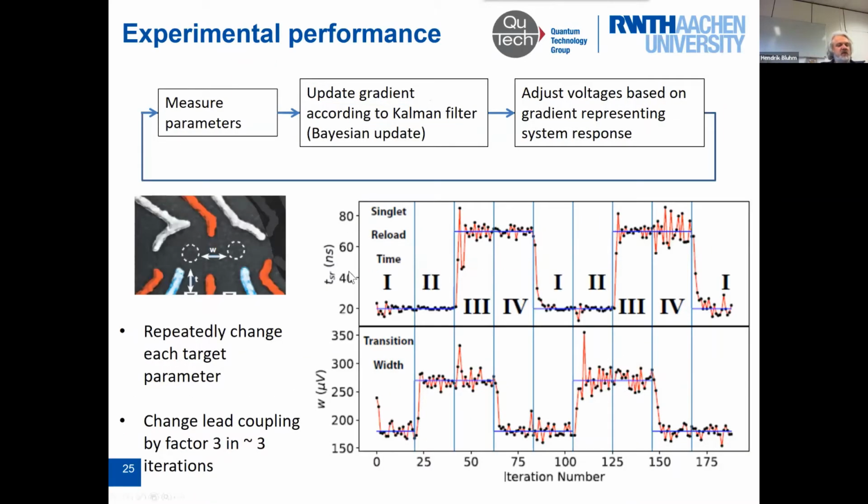Now here's the proof of the approach on the experiment, where we've iterated this loop: measuring, updating the gradient in each step, and then adjusting the voltages based on the current knowledge of the system response, and repeatedly running through this loop until we reach the target parameter. Here you see a run of basically continuously iterating this algorithm. It's somewhat noisy, there are outliers, but whenever the target value, represented by the blue lines here, is changed, it typically takes about 3 iterations to go from one value to the other, changing the tunnel couplings by a factor of 2 or 3, depending on which one you look at.